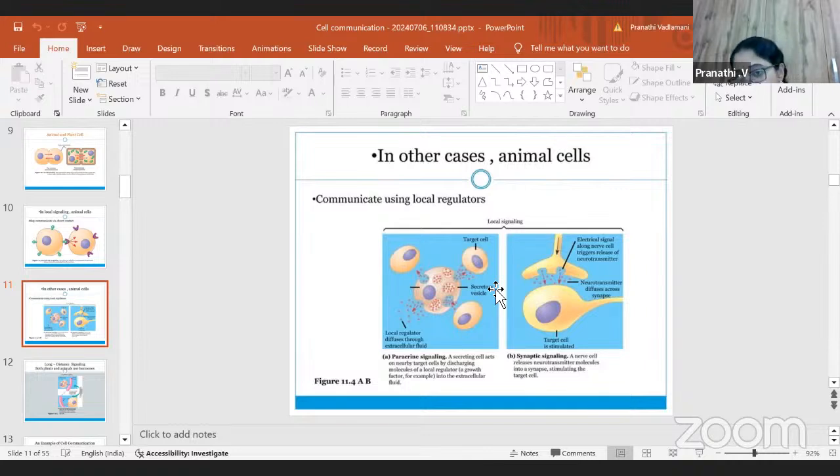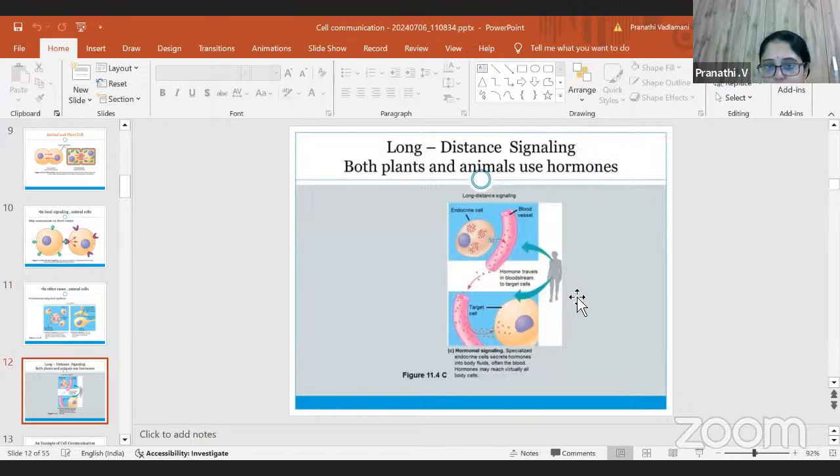When it comes to synaptic signaling, that is in the nerves, the transmission of nerve impulses, it's again paracrine signaling because both the cells are adjacent to each other. The cyton and axon are both adjacent. For example, the neurotransmitter acetylcholine can be released. This neurotransmitter diffuses across the synapse or the synaptic junction and causes the signal transduction and the signal amplification to take place. Now we have long distance signaling.